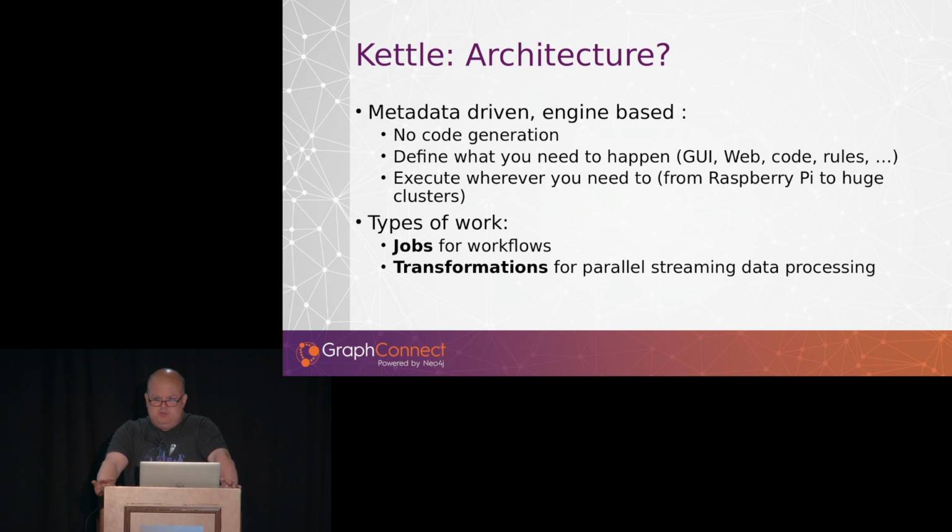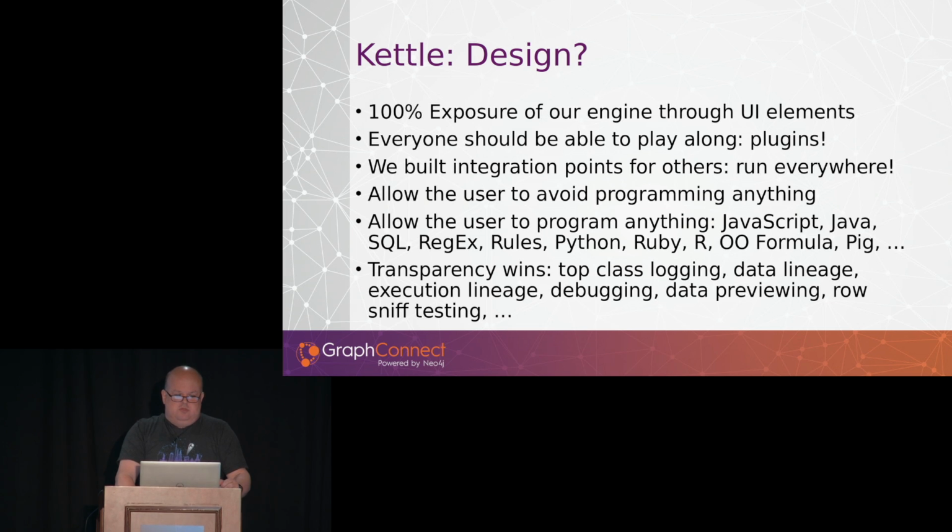We have two types of workloads: jobs and transformations. Jobs are like one thing after the other. If this goes right, then do this. If something goes wrong, send off an email or do something. And transformations are parallel streaming data processing workloads. We designed it for 100% exposure of the engine through UI elements, so we have a user interface. I will show you something about that later on.